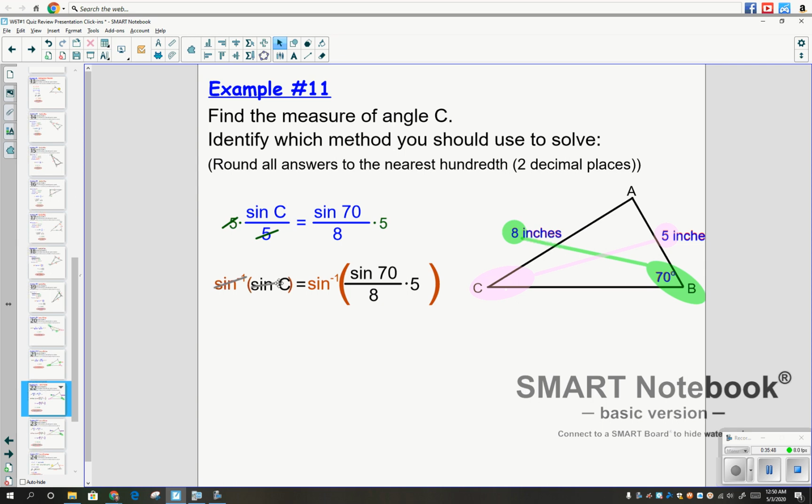But how do I get rid of sine? Like we talked about earlier, I want to do the inverse. Take the inverse. The inverse of sine of C will cancel it out, and I'm left with just C. C equals sine inverse of sine of 70 divided by 8 times 5.